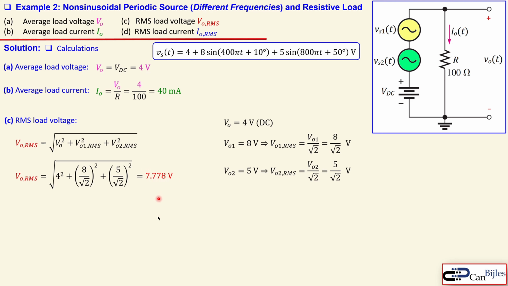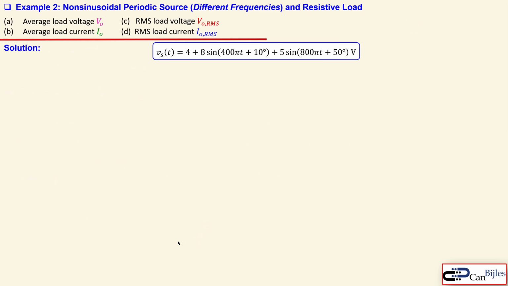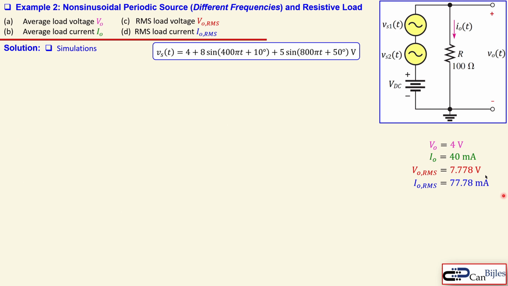So let's say 7.8 volts approximately. Now we have done the RMS voltage part. Now the RMS load current. Again, this is really straightforward using Ohm's law, because we have done the major part of the calculation here. That's 7.778 volts divided by the 100 ohms, and you will get 77.78 milliamps.